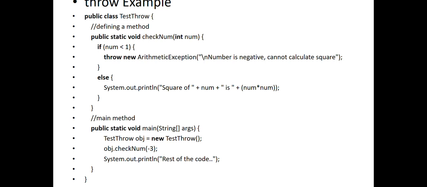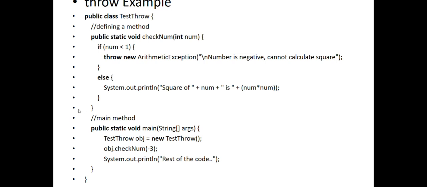In that method I use an if-else condition. In the if, we are checking whether the number is less than 1. If the number is less than 1, meaning the number is negative, then we need to throw an arithmetic exception: throw new ArithmeticException, number is negative, we cannot calculate the square. Else, if the condition of the if is false, meaning the number is greater than 1, then we need to calculate the square of num, that is num into num.